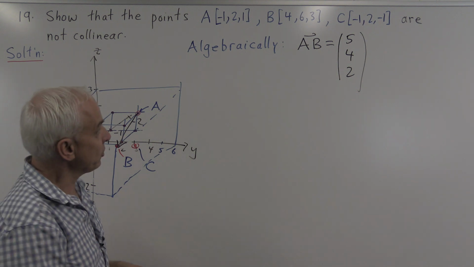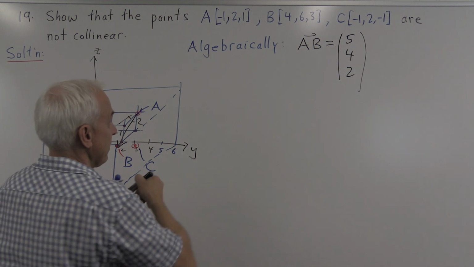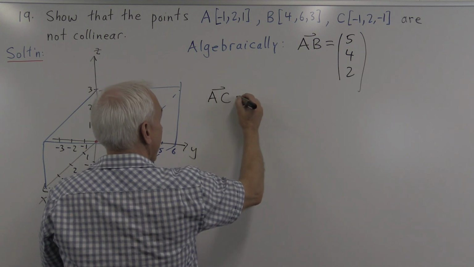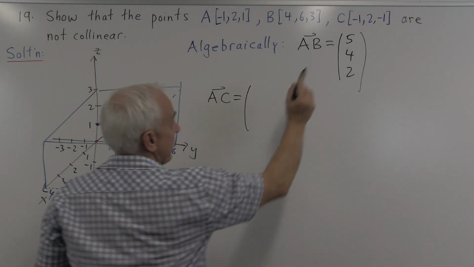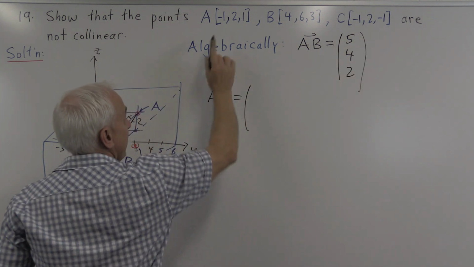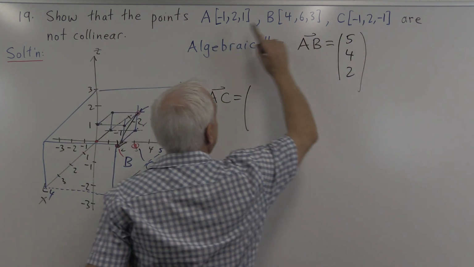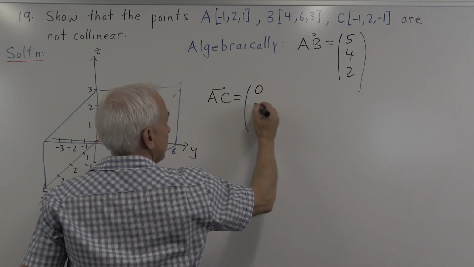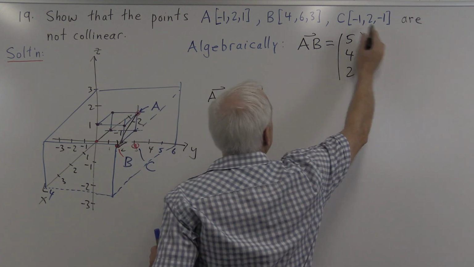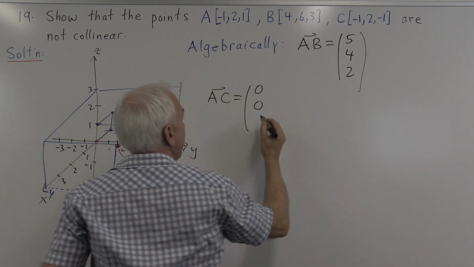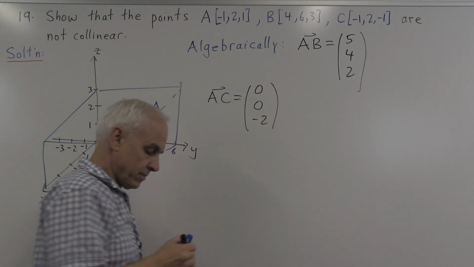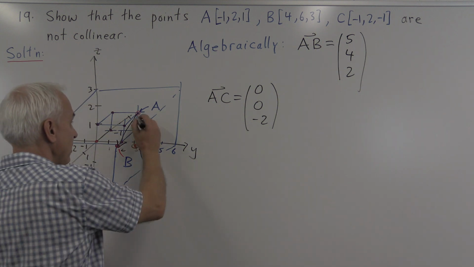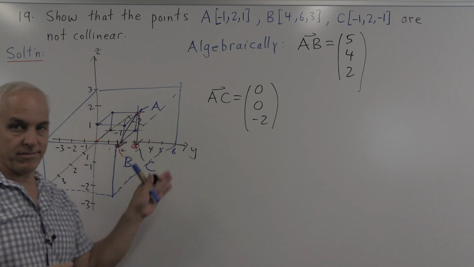And how about the vector that goes from, say, A to C? Well, we get that in the same way by taking the difference between the point there and the point there. So -1 minus -1 is 0. 2 minus 2 is 0. And -1 minus 1 is -2. So that is the vector from A to C. That's in the picture, that vector there.